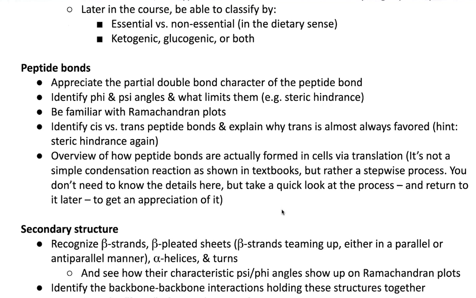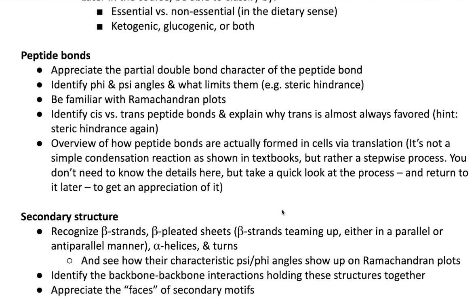Okay, so we've gone through amino acids, and now let's start piecing them together, and we can piece them together using peptide bonds. You want to get a strong appreciation for the peptide bond, especially its partial double bond character, which is going to limit the rotation of the backbone. Be able to identify the phi and the psi angles, which are basically the points on the backbone where you actually can do some rotation, but know what limits that rotation. So like steric hindrance between your different R groups, the side chains that stick off. Be familiar with Ramachandran plots, which plot out the angles of these phi and psi.